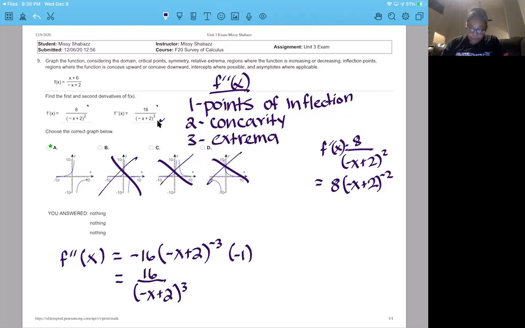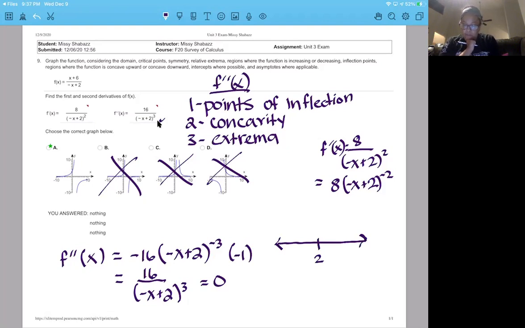Now again, if I set this equal to 0, I'm not going to come up with any values of x that make it equal to 0. So I don't have any possible points of inflection, but we always do include our discontinuities on our number line. So I'm going to include 2.